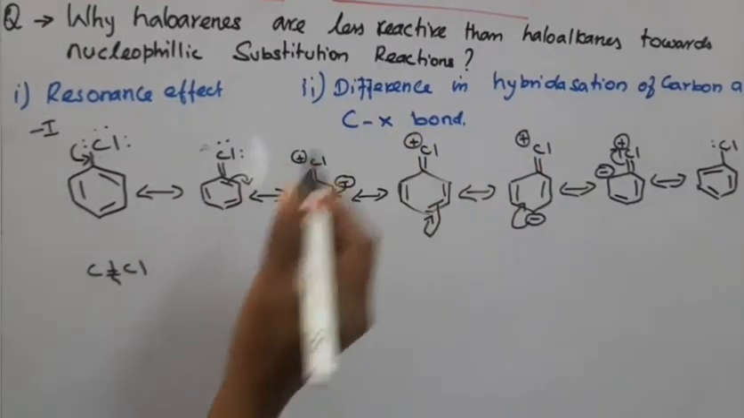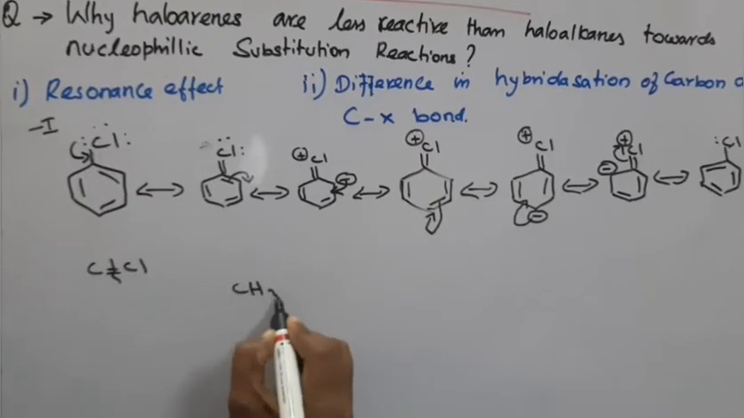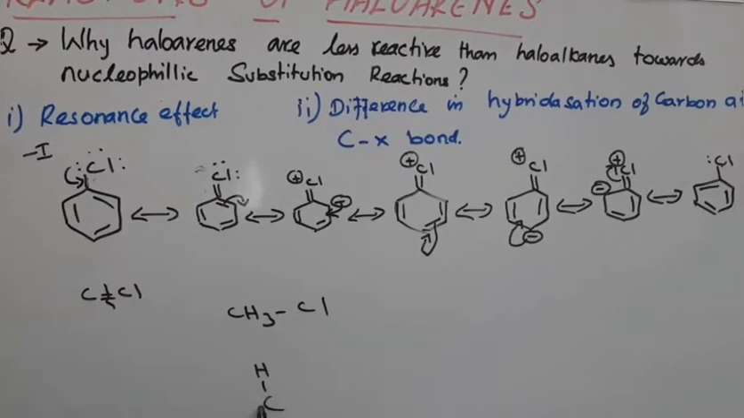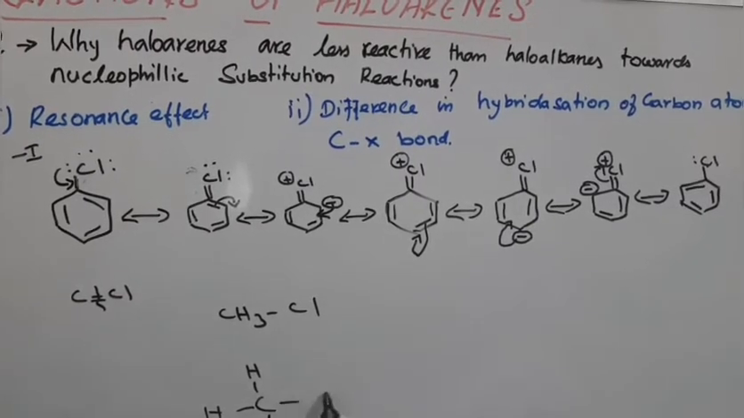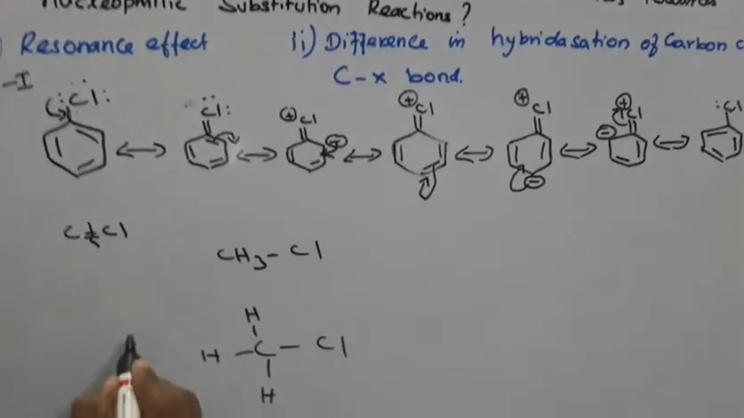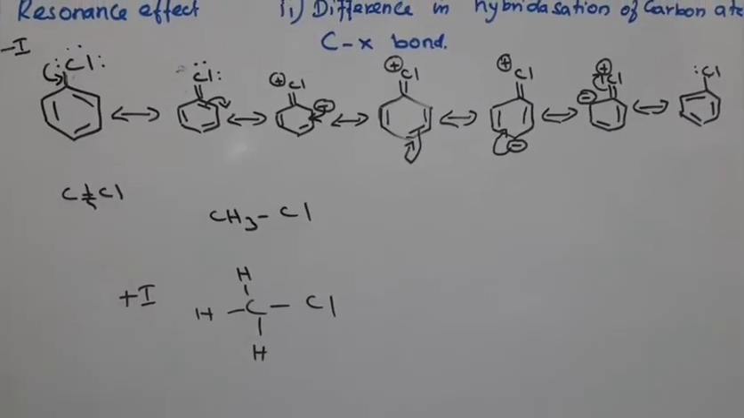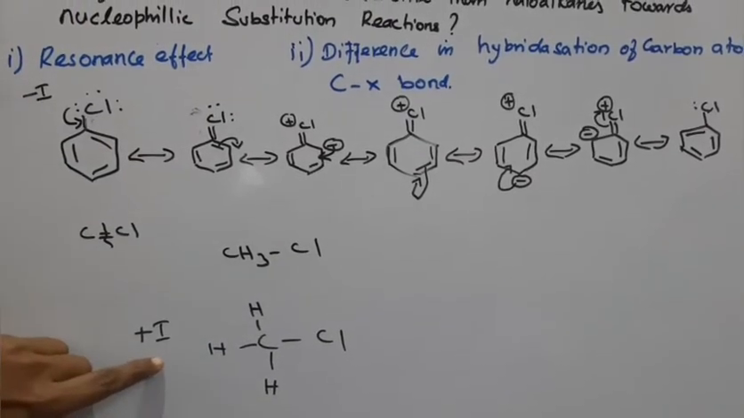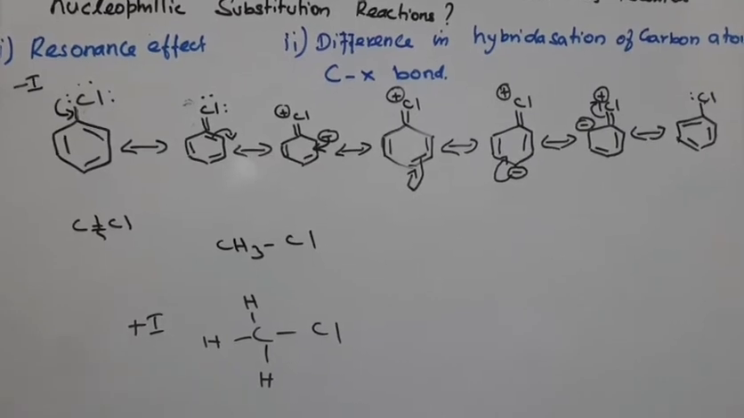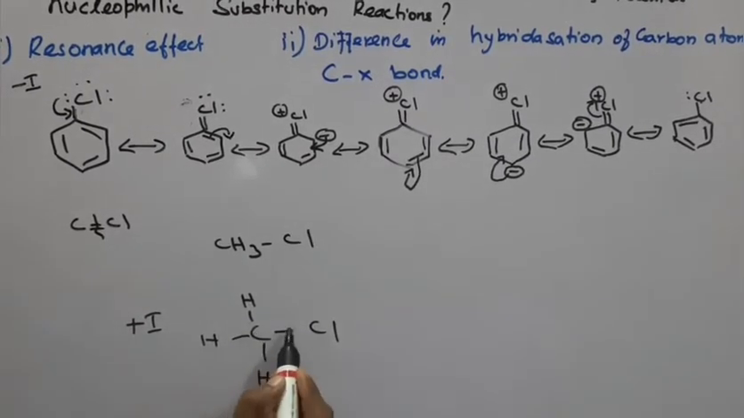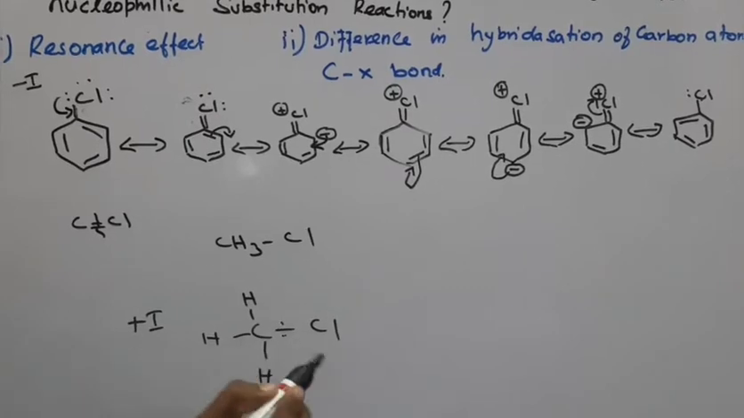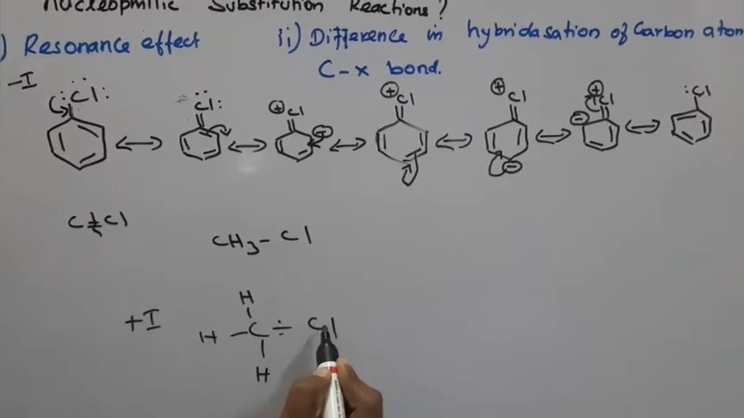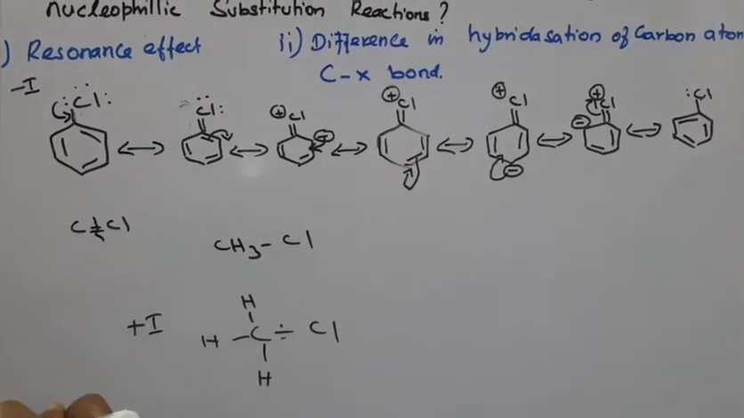See here the haloalkane structure. Let me take CH3Cl as an example. Here carbon and hydrogen, here hydrogen, here hydrogen, and here Cl. This is my plus I effect. Students, minus I effect means an electron withdrawing group, and plus I effect means an electron donating or electron releasing group. This carbon keeps on releasing its pair of electrons. Chlorine is a highly electronegative element, so it gets them back.